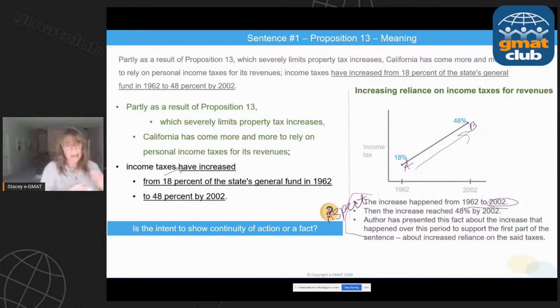Is the intent to show continuity of action? Is my intent to show movement? Is that what the meaning here is? Is that the intent? Or is it to establish a fact that the data moved from A to B? Let me give you guys about 30 seconds to think about that, and then I'm going to discuss it.